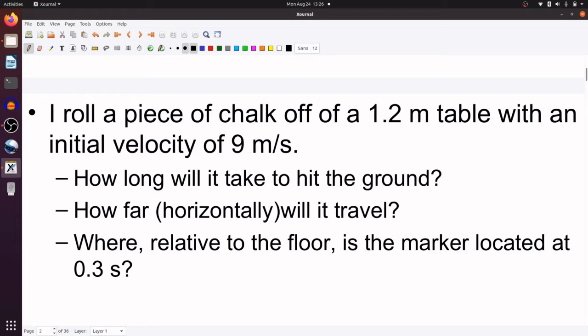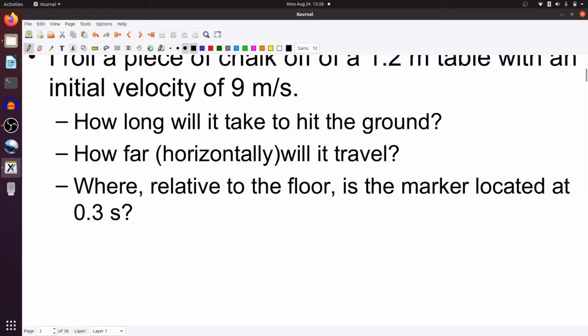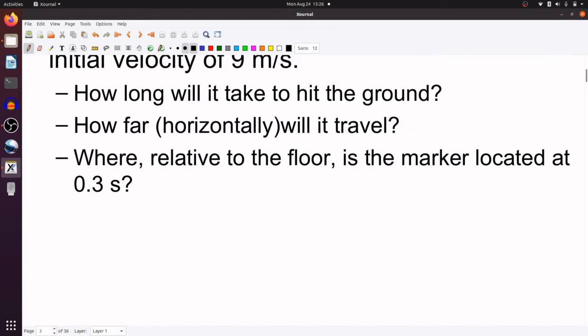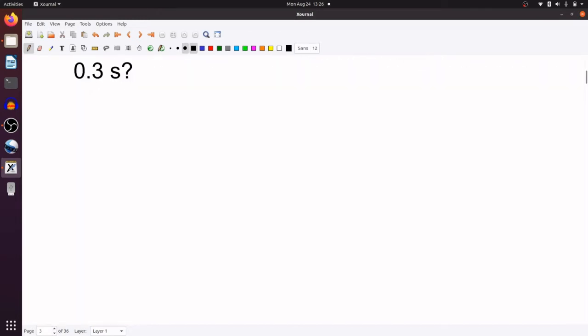Initial velocity of 9 meters a second. It's like 20 miles an hour. It's not unreasonable. We're going to figure out how long it takes to hit the ground, how far horizontally it will travel, and where relative to the floor the marker is located at 0.3 seconds. So I'm going to draw a pretty little picture.